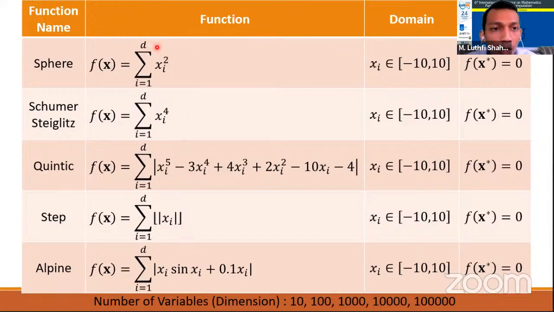And the number of D, or number of variables or dimensions, is 10 to 100,000. And for each index, for each xi, the domain is from -10 to 10, and the global minimum is 0 for all functions.